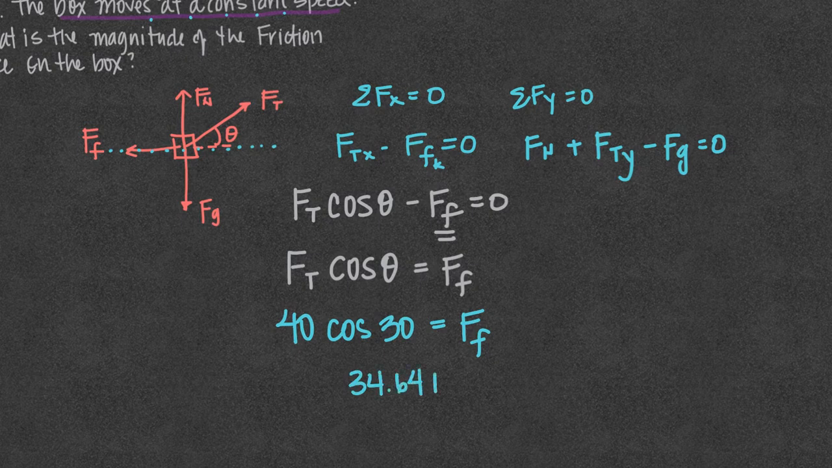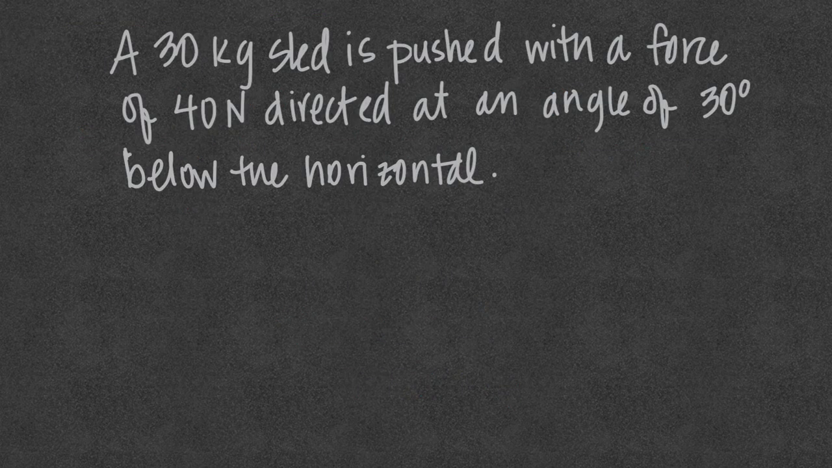34.64 newtons is the force of friction. So let's look at another case where we have a 30 kilogram sled pushed with a force of 40 newtons directed 30 degrees below the horizontal. So what would this look like?